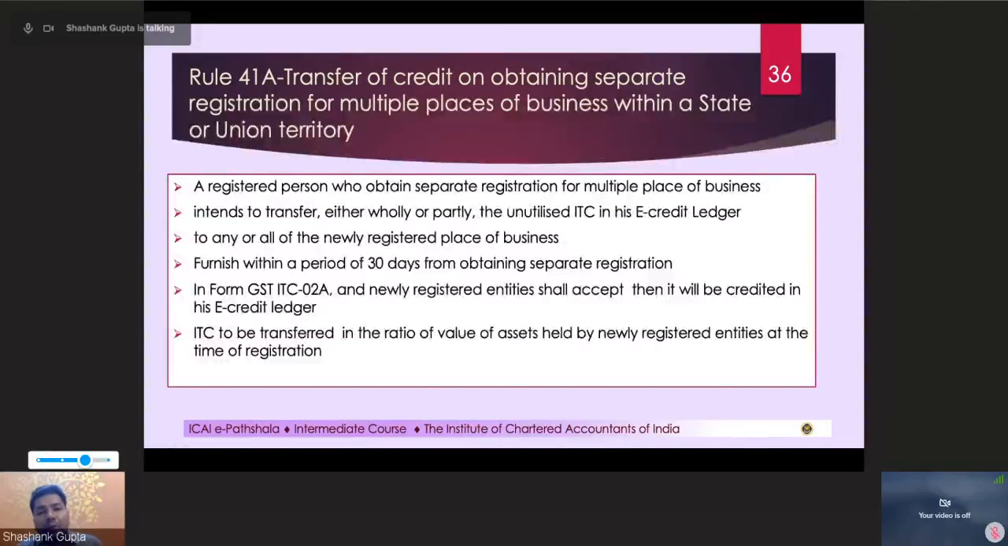And because it was allowed later, the procedure for this was notified by Rule 41A. The procedure simply means that if earlier my 4 offices were running on a single GST registration, the entire ITC of all the 4 locations was clubbed under a single registration. Now I will have 4 different registrations, so the ITC needs to be proportionately distributed among all the 4 locations. The procedure for that was prescribed by Rule 41A, and a new form, GST ITC-02A, is required to be filed for that.